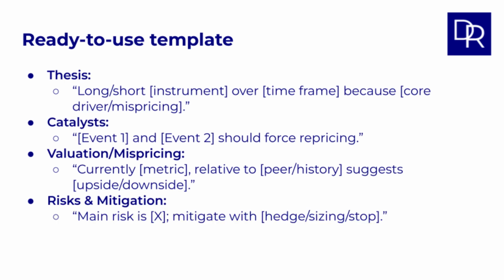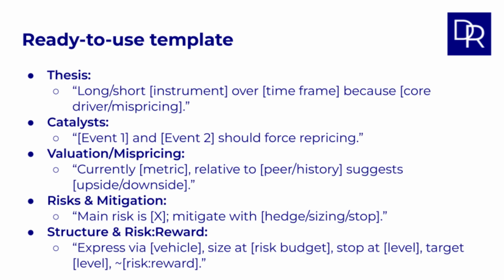The main risk is X, so we mitigate it with some hedge or with limited sizing or with a stop. Finally, the structure and the risk reward. So we're going to express this pitch via some vehicle. The size will be some risk budget. We put a stop at some level and we put a target to take profit at some other level, giving some risk reward. Then once you know the structure, practice this until you can deliver it cleanly in under 3 minutes, with numbers where you can and clear logic where you cannot.